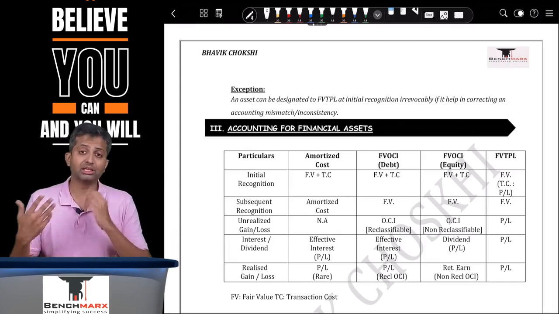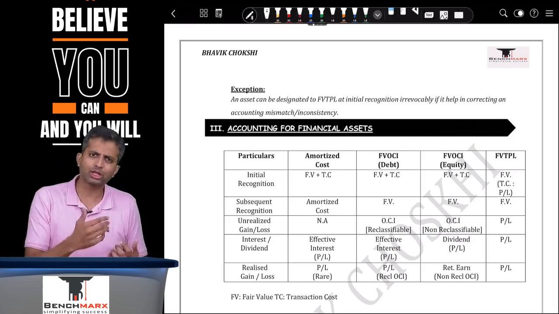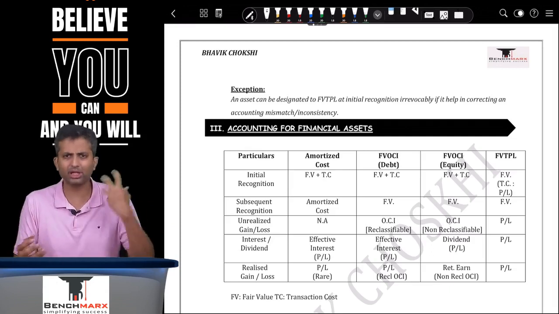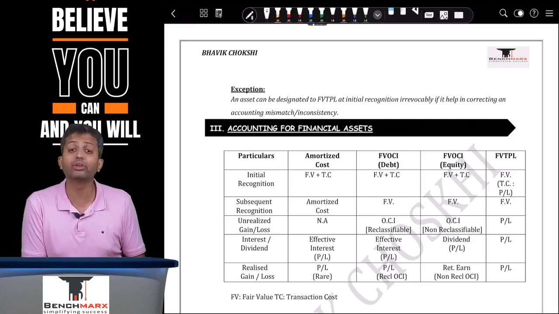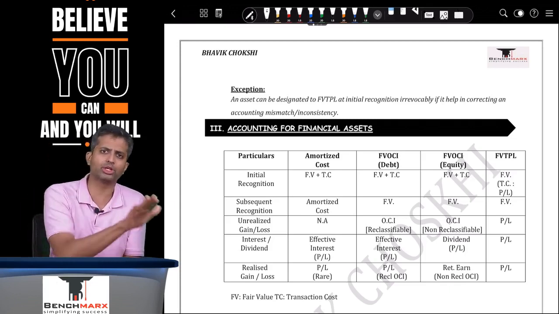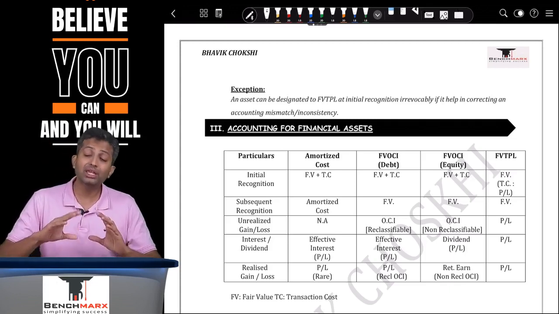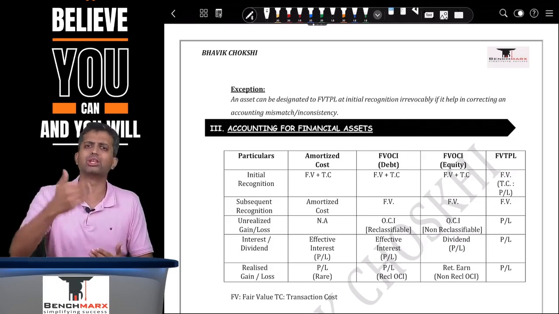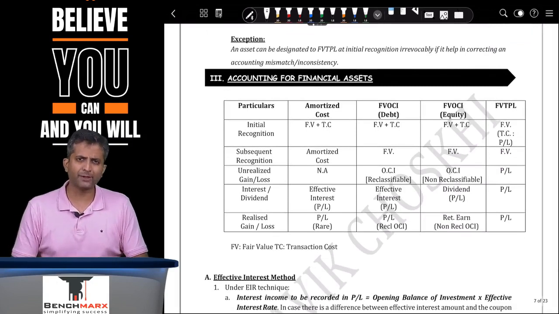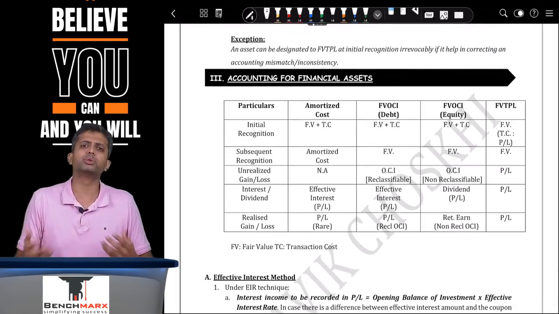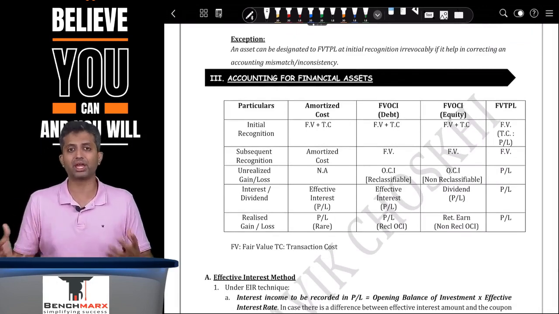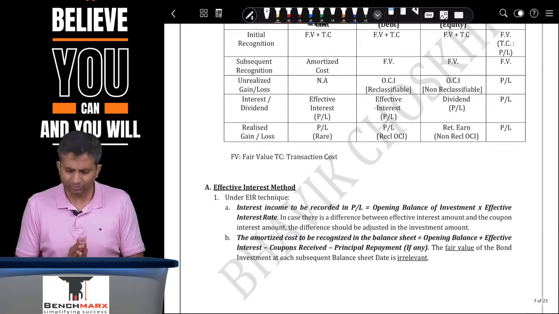And lastly, if there is any realized gain or loss, then the realized gain or loss will go to the profit and loss usually in FVTPL or in rare cases in amortized cost. But in FVOCI instruments, if it is FVOCI debt, the realized gains will go to the profit and loss from the OCI. If it is FVOCI equity, the realized gains will go directly to the retained earnings. So this is your core accounting. In rare cases where fair value is not determinable, the standard allows you to show at cost. However, that is only if fair value is not determinable.